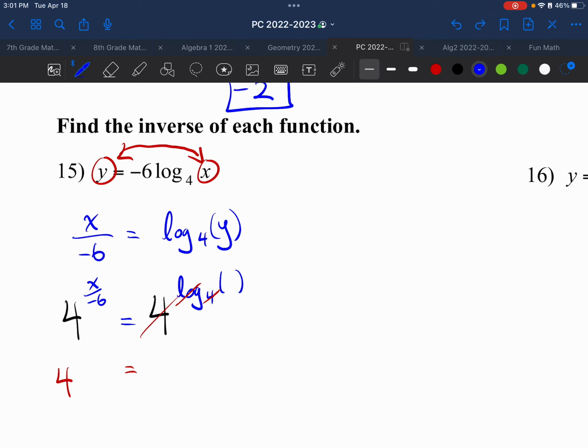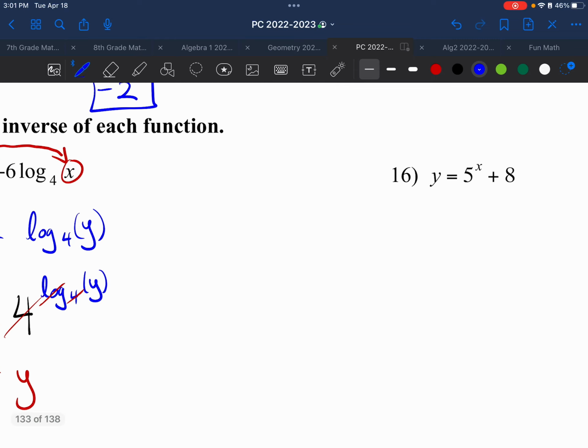Ooh, I want to make it red though. That's an x over negative 6. And over here I have y, and I have a blue y, and I think all of those have been switched now. All right, cool. I think I have my final answer. The inverse is 4 to the power of x over -6. Very nice.